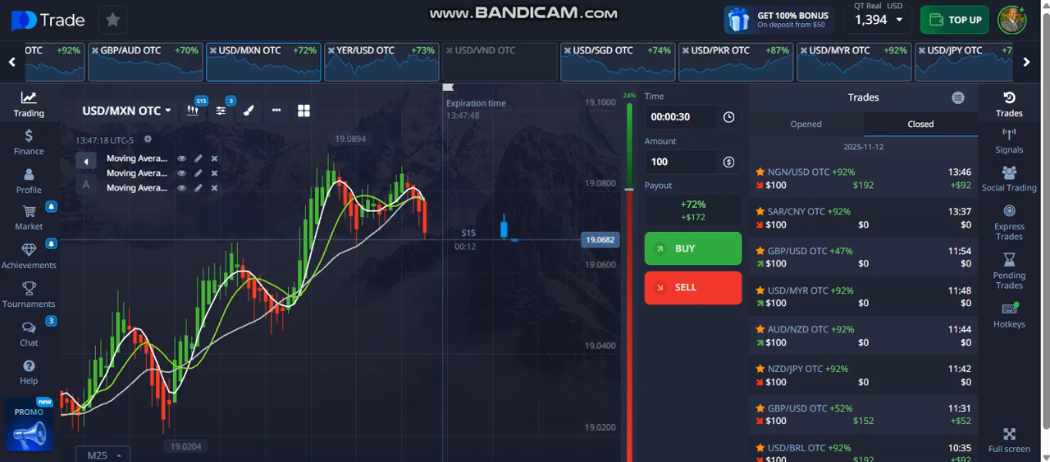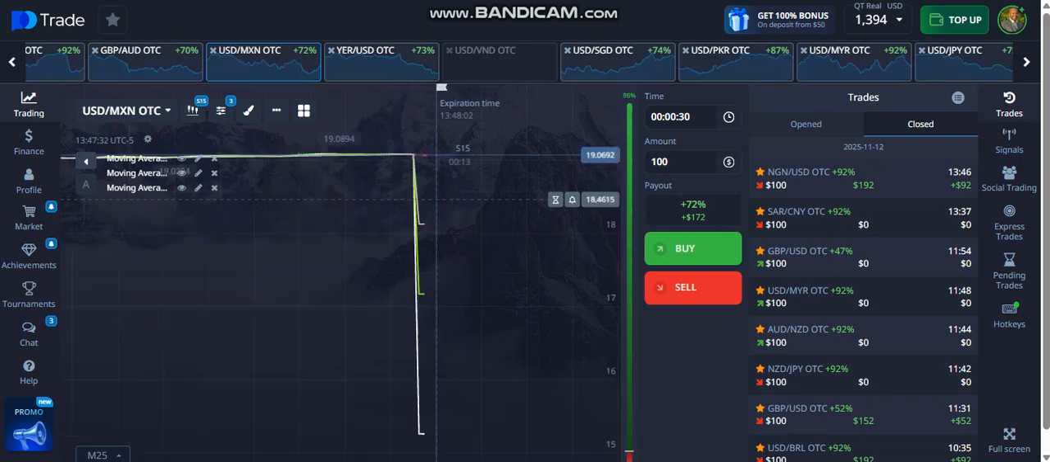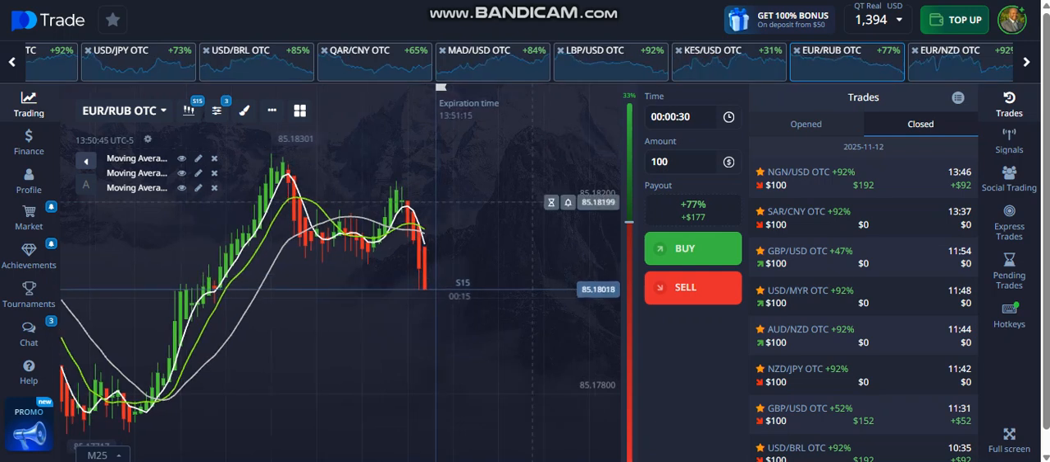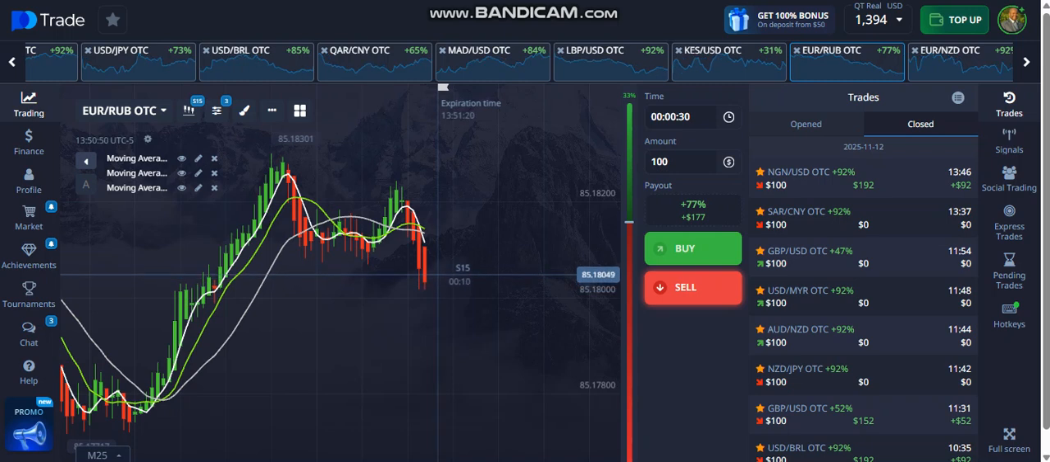Okay, so here's another situation on the USD MXN OTC pair. Waiting for this chart to load up. Oh, we had some kind of glitch here. All right, let's pause the video. I don't know what happened here, some sort of glitch. Let's look for another trade. Okay, so I'm back on the Euro Russian ruble pair, and let's go ahead and take this trade.